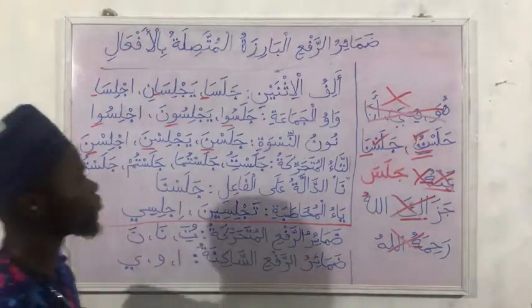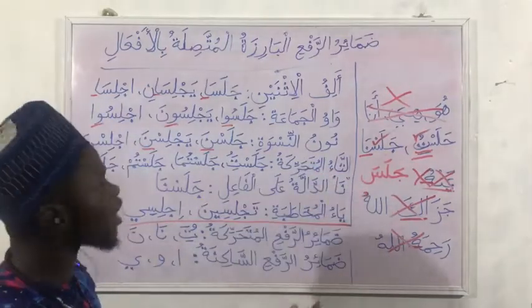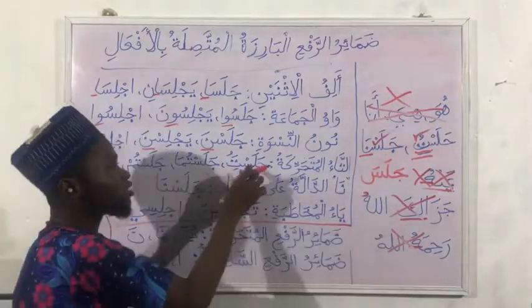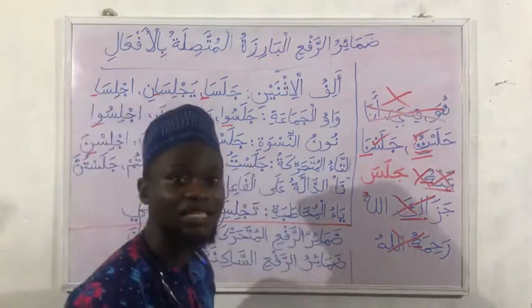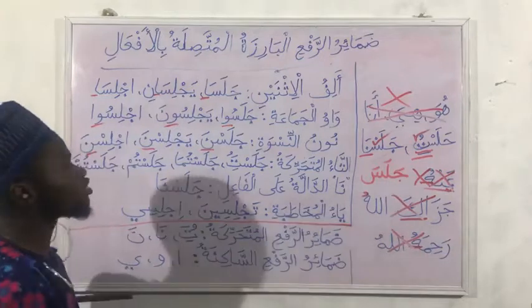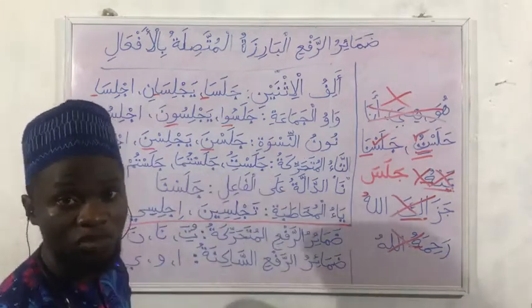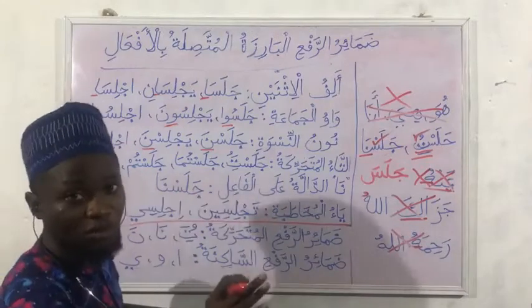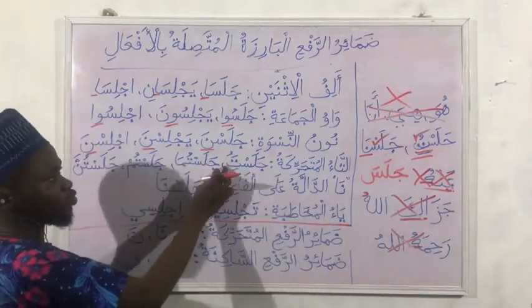For fi'l amr. So then we have ta' al-mutaharrika. Ta' al-mutaharrika for what? For madi, it can be jalasta, it can be what? Jalasti, it can be jalastu. So it is only for madi. It does not exist in what? Mudari and amr. It is just what? Fi'l madi. So we can have jalasta, we can have jalasti, we can have jalastu.